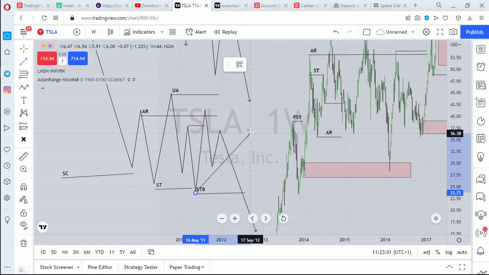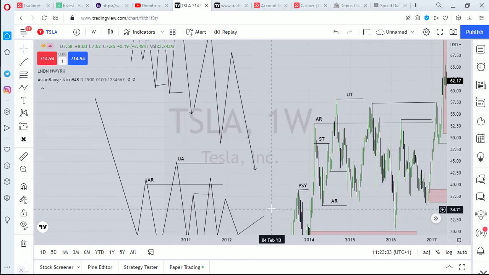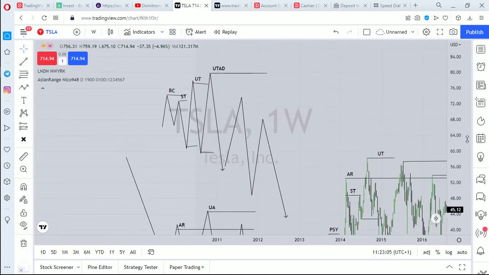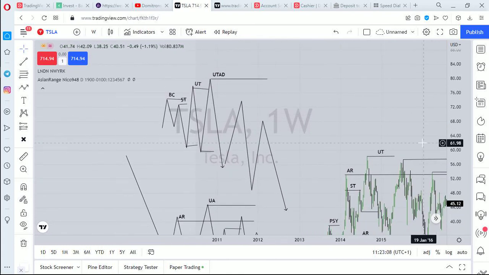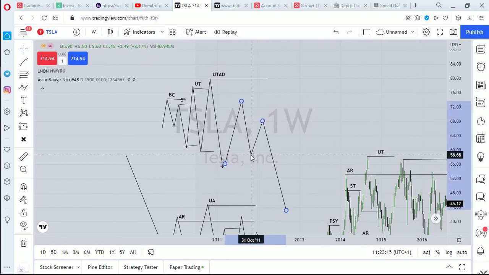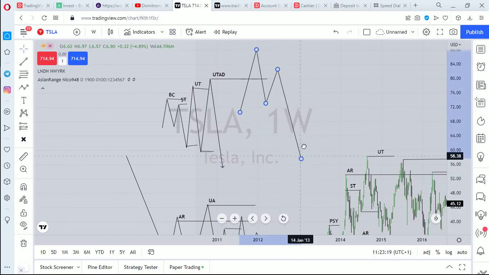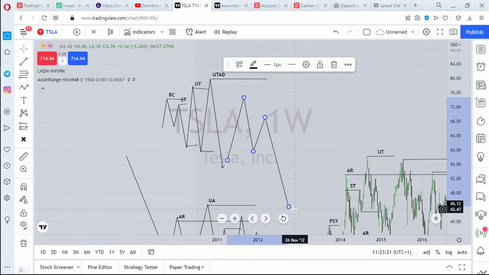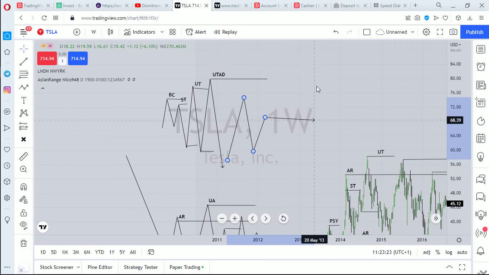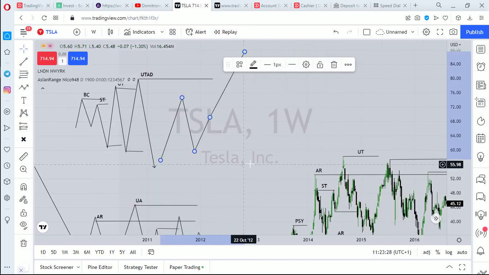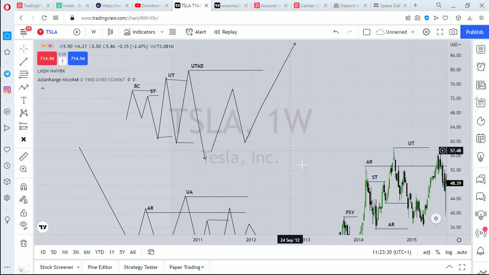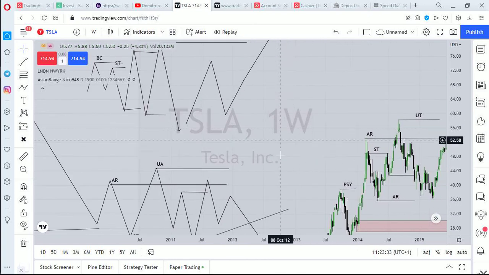Same thing here on a failed distribution, where you have that test, right? And then it failed to break structure right there, and then you see it trade higher. So that is the reaccumulation of price. So you wait for your Wyckoff to complete.